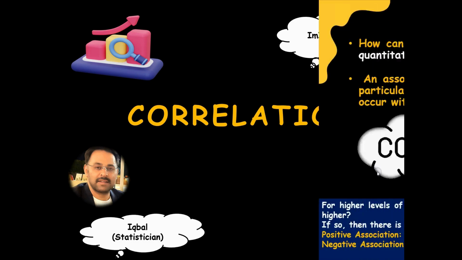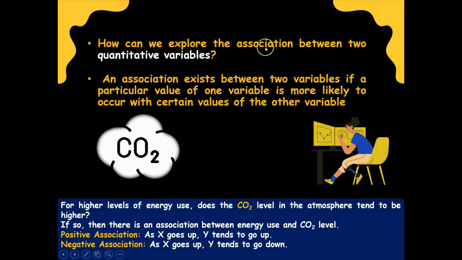So let us proceed. How can we explore the association between two quantitative variables? Well, an association exists between two variables if a particular value of one variable is more likely to occur with certain values of the other variable. For example, for higher levels of energy use, does the carbon dioxide level in the atmosphere tend to be higher? If so, then there is an association between energy use and carbon dioxide level, which might be of two types: positive association or negative association.